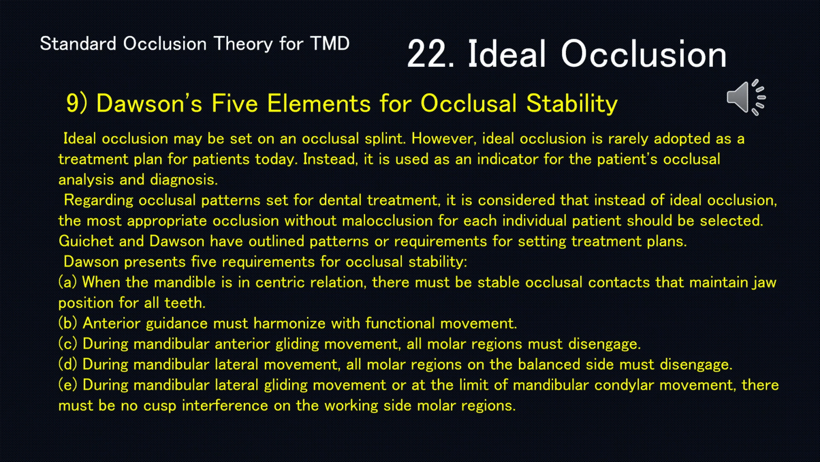A. When the mandible is in centric relation, there must be stable occlusal contacts that maintain jaw position for all teeth. B. Anterior guidance must harmonize with functional movement. C. During mandibular anterior gliding movement, all molar regions must disengage. D. During mandibular lateral movement, all molar regions on the balanced side must disengage.